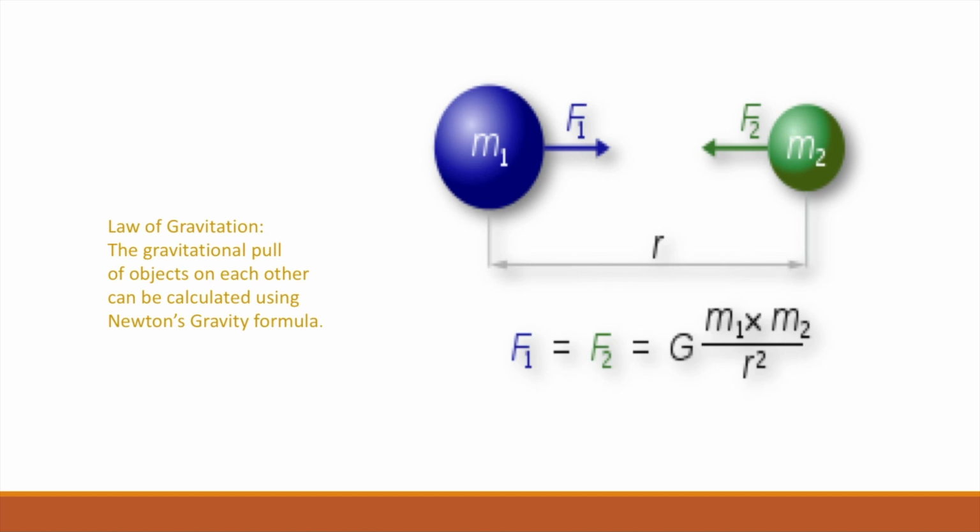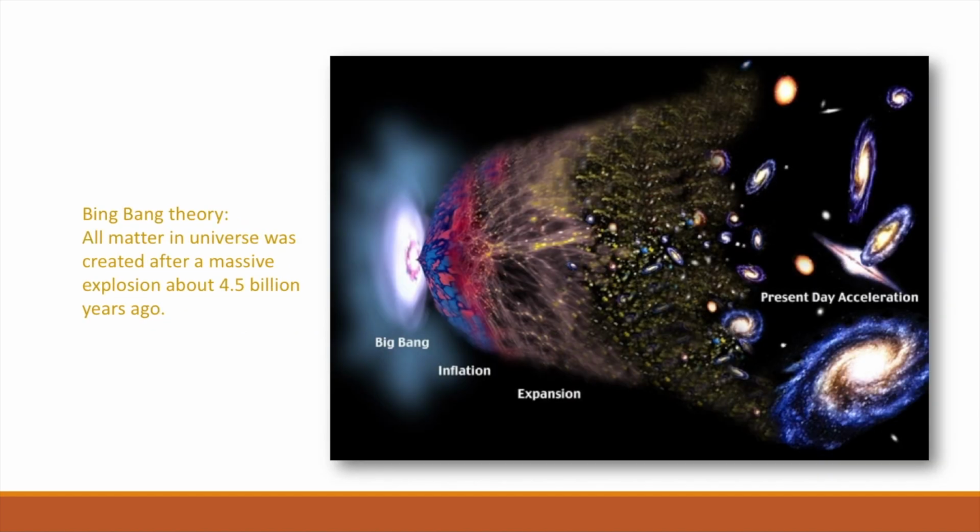So the law of gravitation. The gravitational pull of objects on each other can be calculated using Newton's gravity formula. So the law of gravitation is very unlikely to change. We experience it all the time through our world and the gravitational pull. The Big Bang Theory states that all matter in the universe was created after a massive explosion about 4.5 billion years ago. Since this is a theory, it can adjust and change over time as we find new and more information.